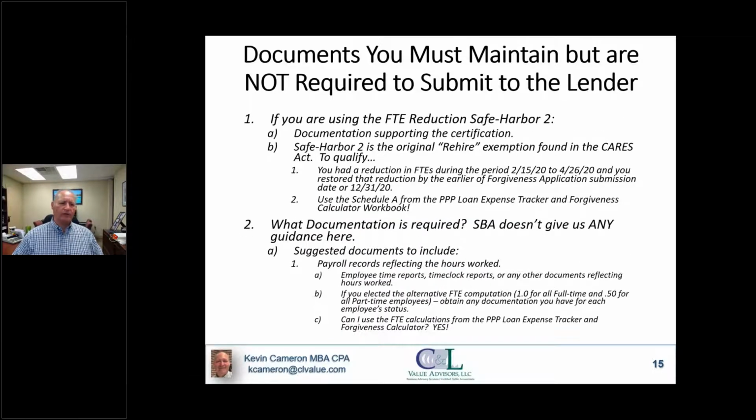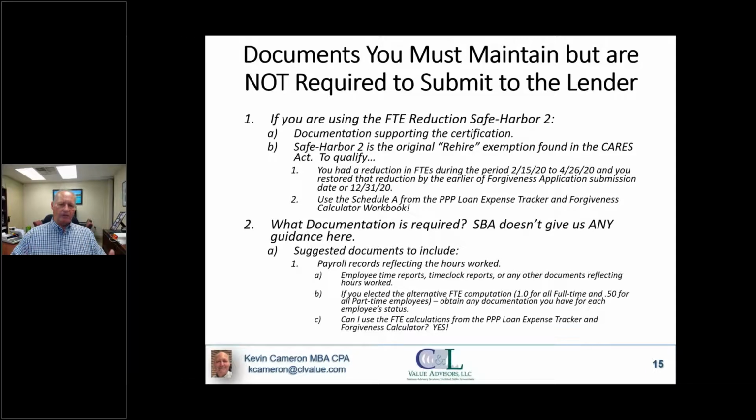The other safe harbor is the rehire exception. It's the original safe harbor that was in the CARES Act. That's the safe harbor that says I had so many employees on or before February 15th, and then from February 15th to April 26th, my employees declined. I reduced my number of employees. And then by the date I turned in my application for forgiveness, or December 31st, 2020, whichever is earlier, I restored my employees back to the count I had on February 15th.